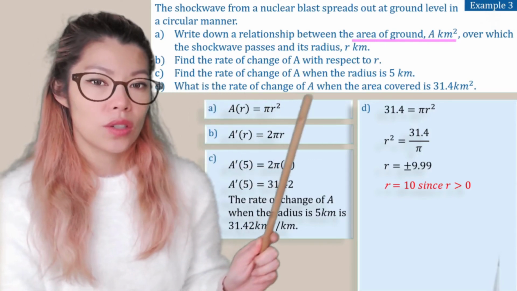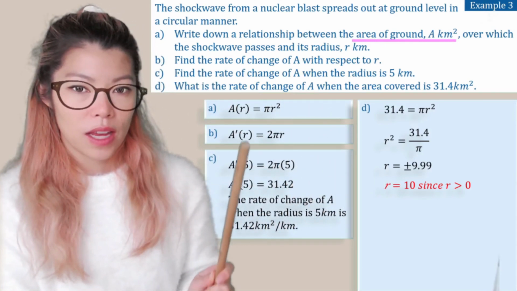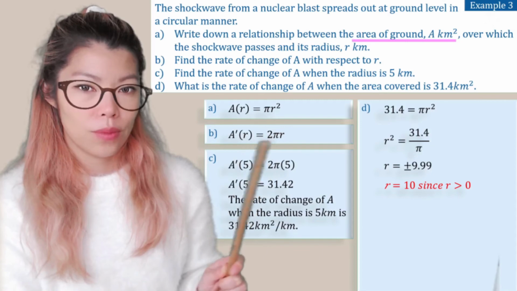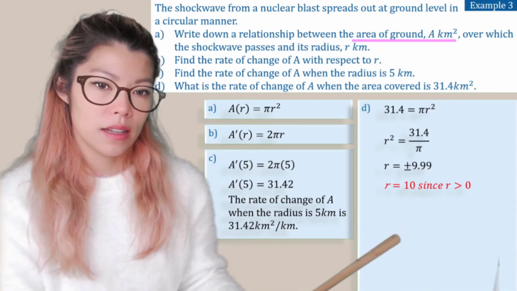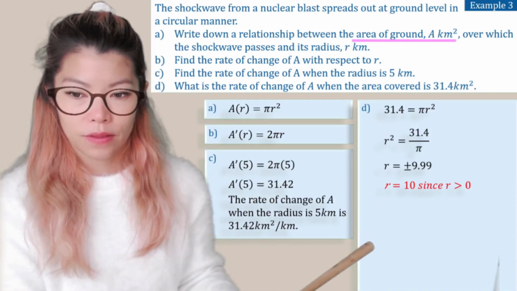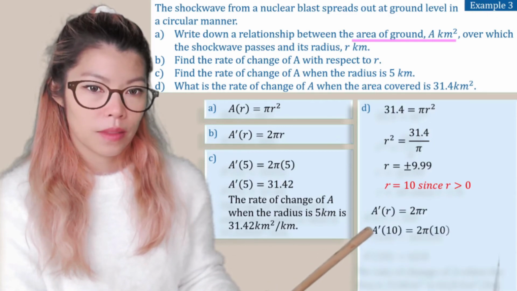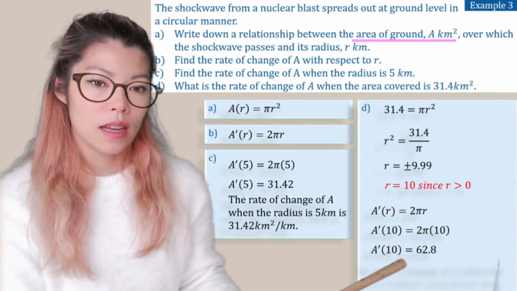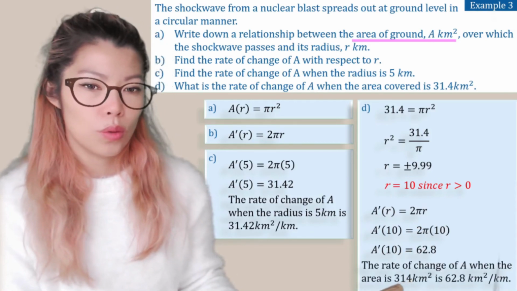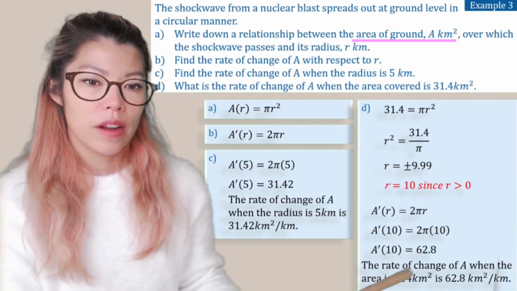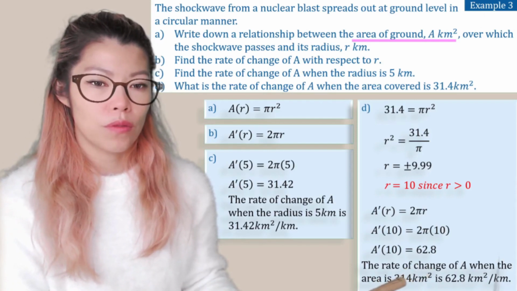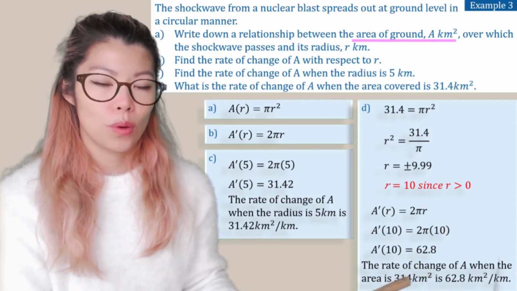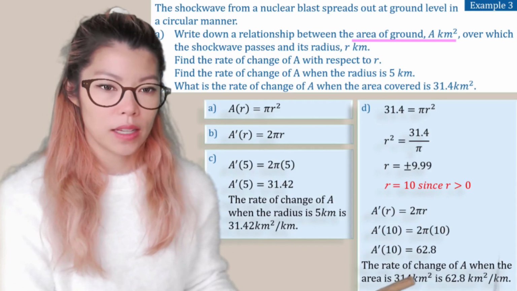What is the rate of change of A? So rate of change of A is this formula here, 2 pi r when r is 10. So let's plug that in. So we have A' is 2 times pi times 10, which is 62.8. So the rate of change of A when the area is 31.4 kilometers squared is 62.8 kilometers squared per kilometer.